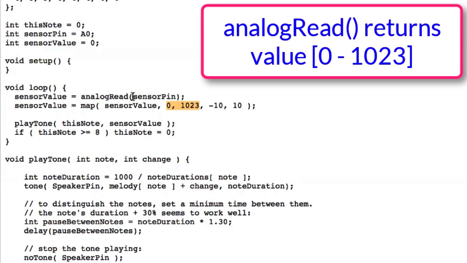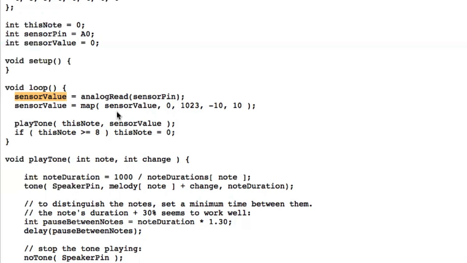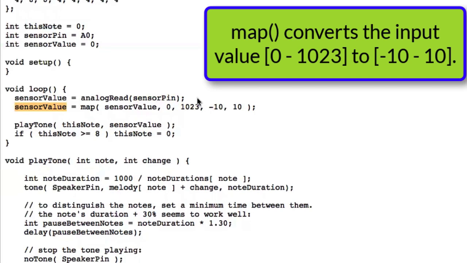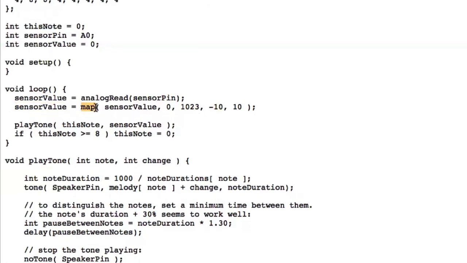If you change the variable resistor or shine light on the LDR or not, this value will be between 0 and 1023. And in the Arduino, there's a function that gets this value and maps it to -10 to 10. Meaning, if you have a 0, the value you get back is -10. If you get 1023, it will give you 10. This is mapping. This is why this function is called map.